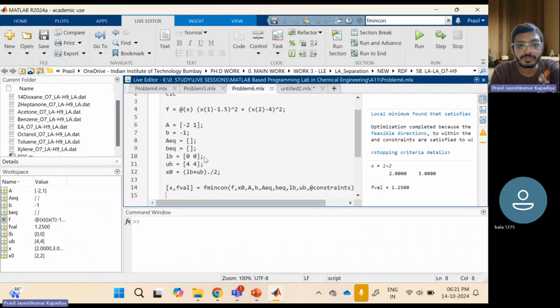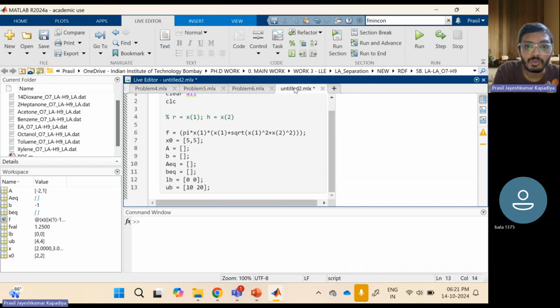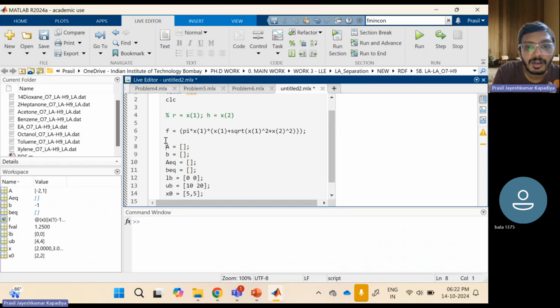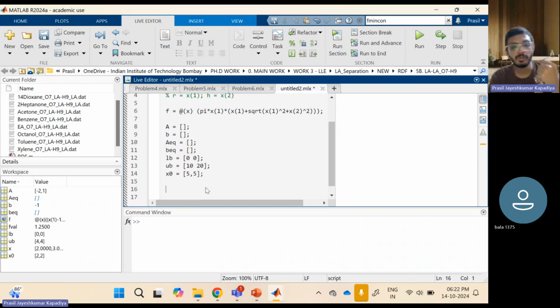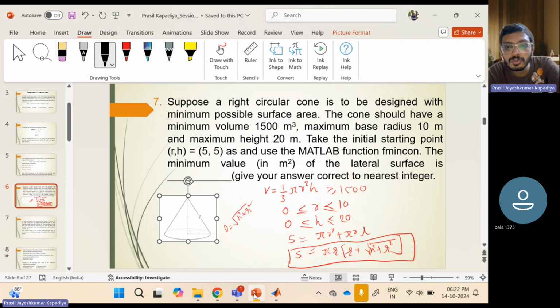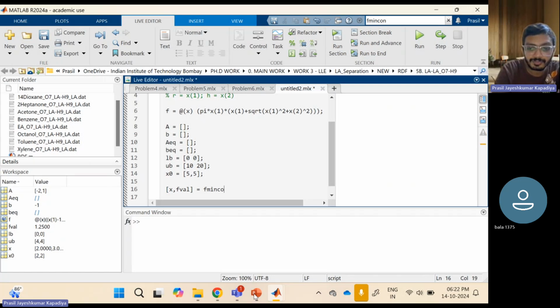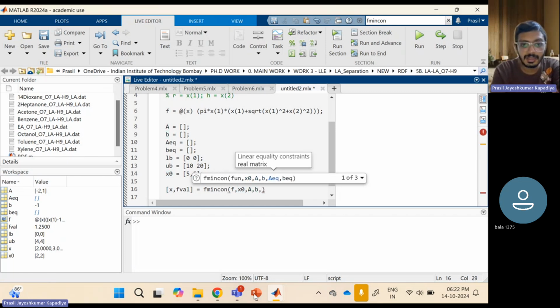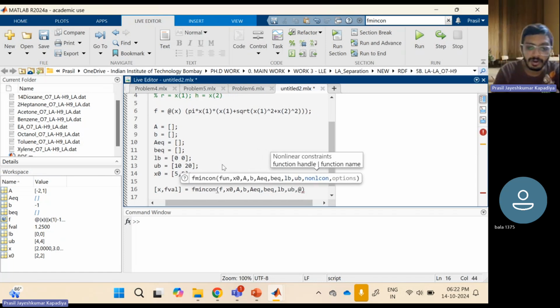Okay, so this is how we can do it. We have made one small mistake. Here we need to mention that this is a function of x, so it is at the rate of x. Now what do we need to do? We need to define x comma fval is equal to fmincon. We are supposed to use fmincon. First we write the function f, then the initial guess x0, then A, then B, then Aeq, Beq. This is the syntax that you should follow. It's fine if it's a null matrix, but we are supposed to write that. Then lower bound, then upper bound, and we need to create a function for constraints.